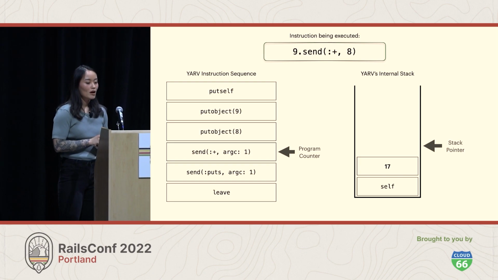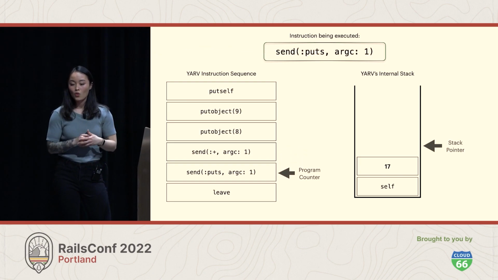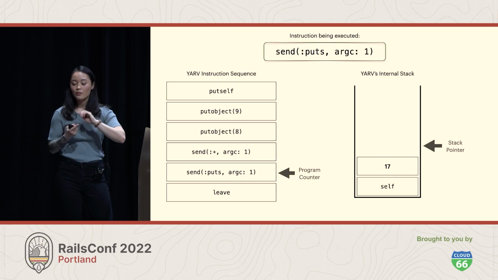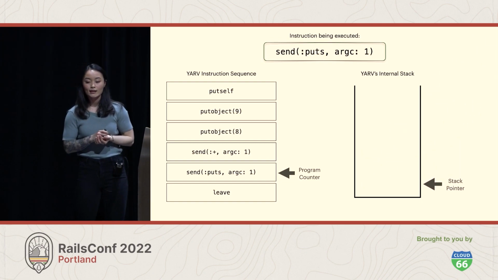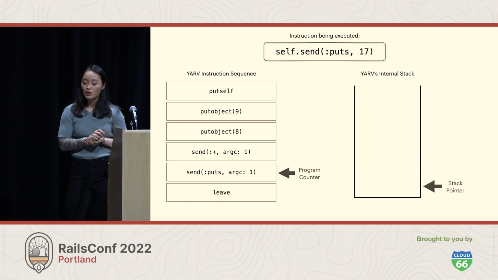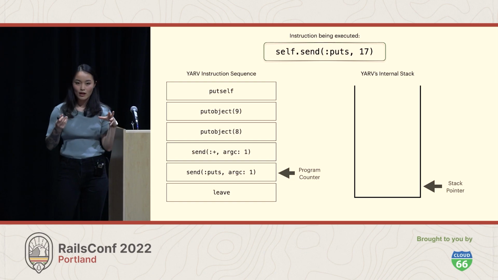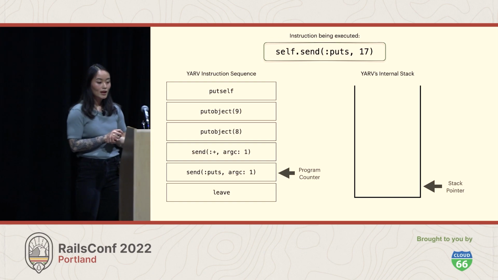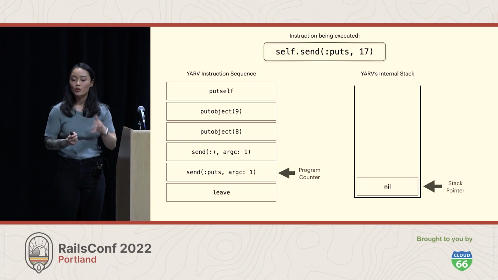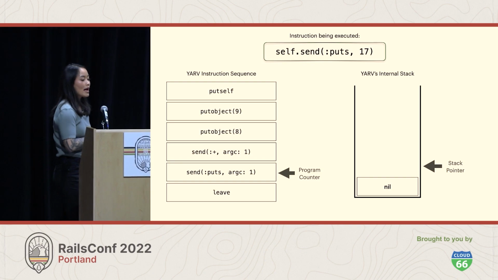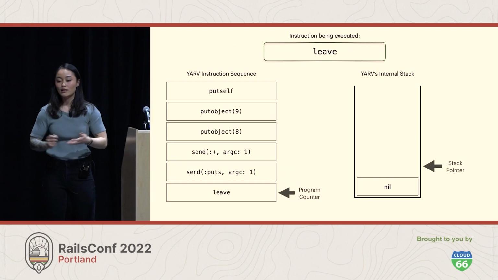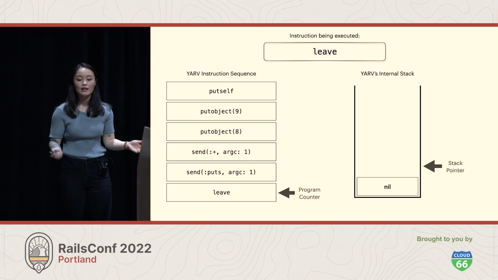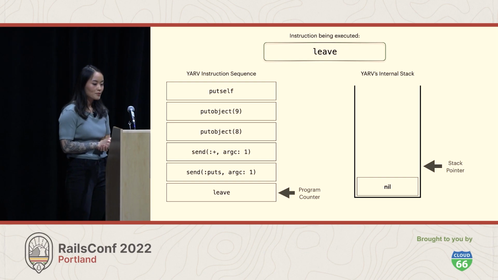All right, moving on. Similarly, we have a send puts instruction. As you know, argument count is 1 and 1 receiver, so total 2. So we pop 2 objects off the stack and execute our puts. This is when YARV would print something on the console. And puts would return nil, so we push nil back onto the stack. And then finally, we have leave, which is an instruction similar to return. It tells us that it's the end of the instruction sequence.